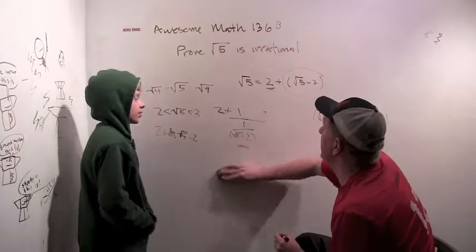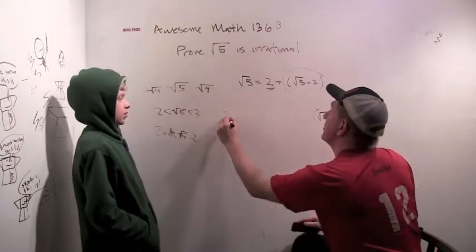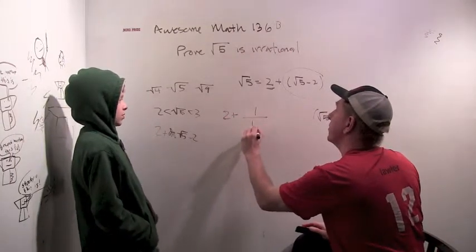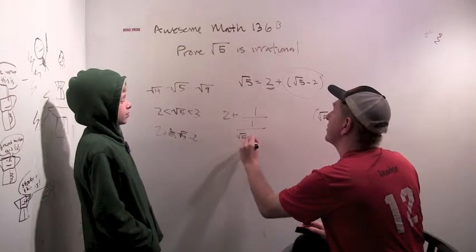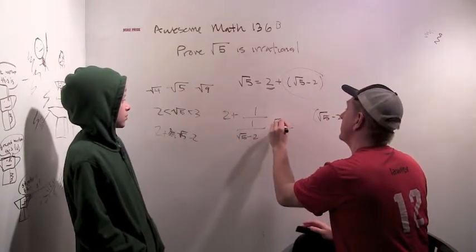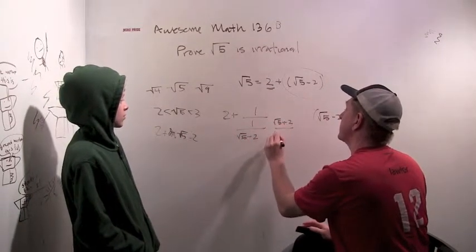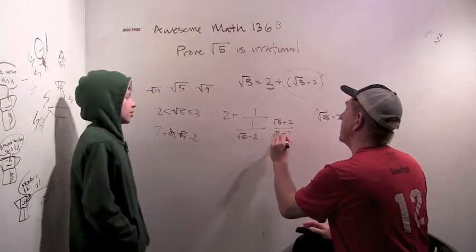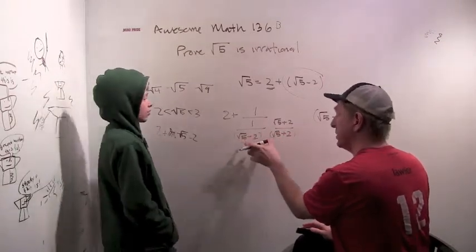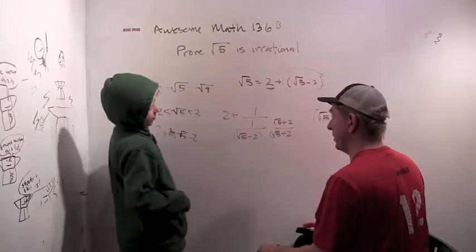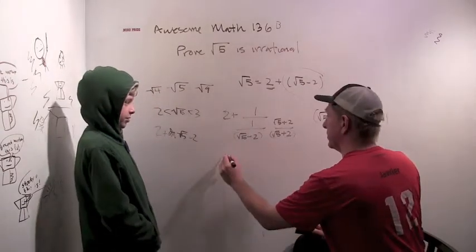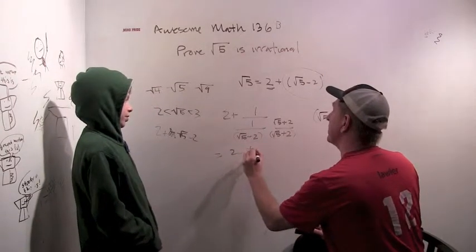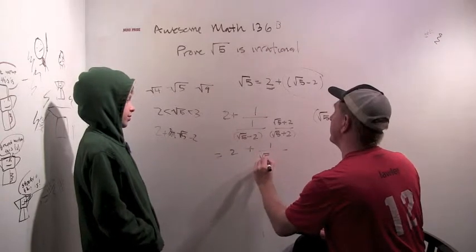So when we have this expression here, 2 plus 1 over the square root of 5 minus 2, and I multiply by the square root of 5 plus 2 over the square root of 5 plus 2, I get 1 on the bottom. Then what do I get on the top? Square root of 5 plus 2. So this equals 2 plus 1 over the square root of 5 plus 2.